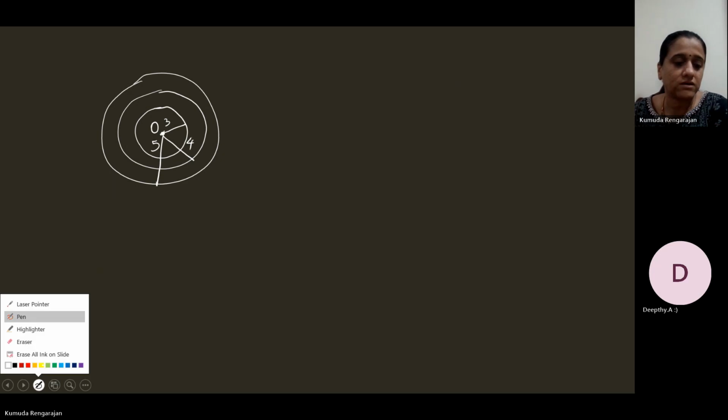Now, if you have to find the area between two concentric circles, this region, it will be the area of the outer circle minus the area of the inner circle. The area of the shaded region, I've not completely shaded it, but you understand, right? When I say shaded region, this one. This is the area between the two circles.